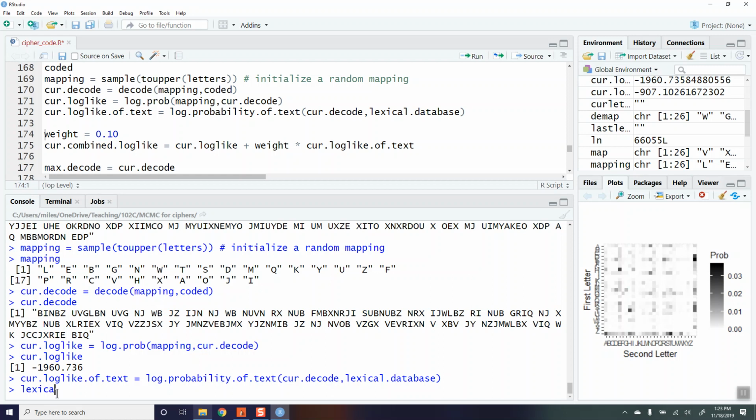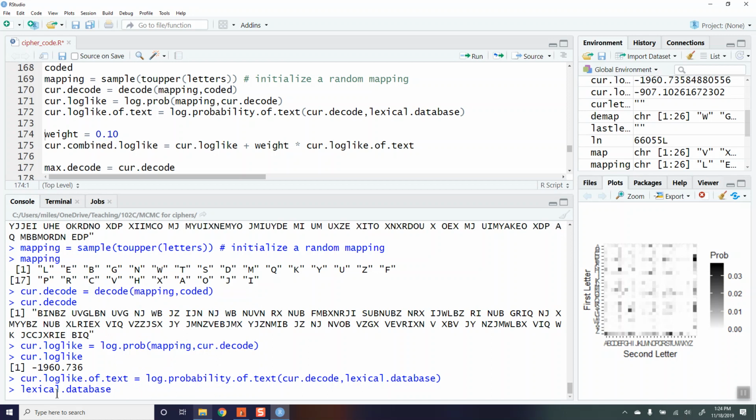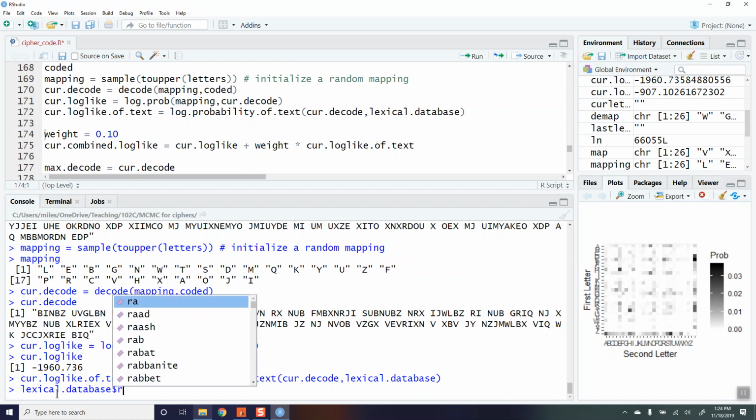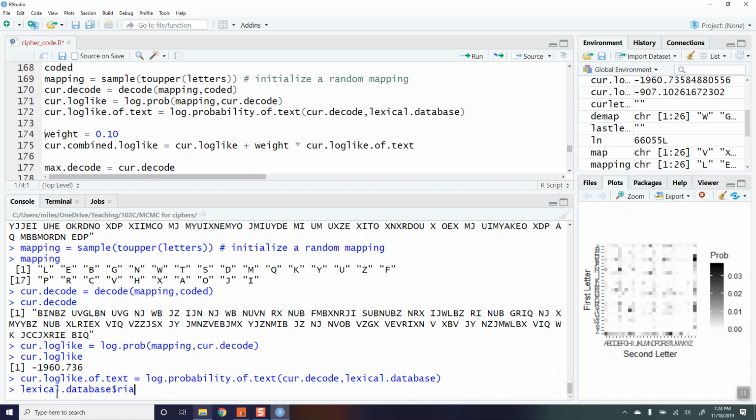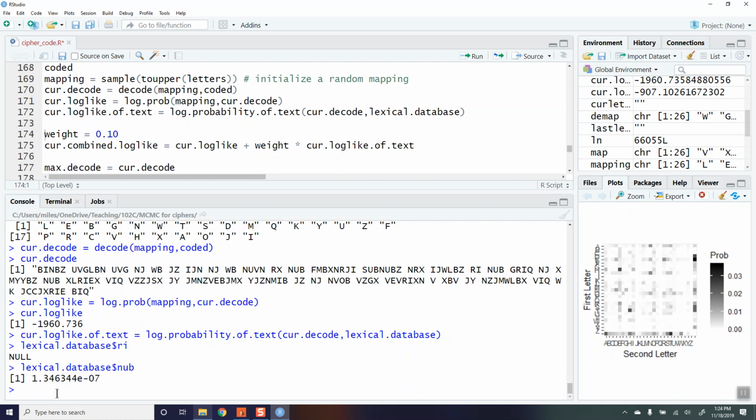Lexical database. NJ, is that, okay, no, NJ does not appear. Maybe RI? Lexical database RI. Okay, RI by itself does not appear, so we would get something. Oh, NUB, nub, appears. Okay, so we can do this, and that gives us this value.